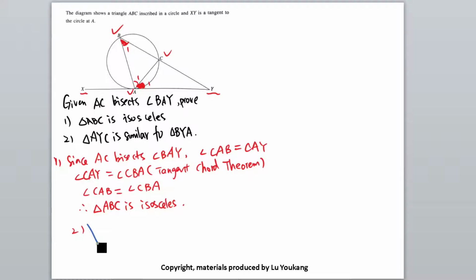So now let me redraw my triangle BAY. And by the way, when you draw the triangle, it must be representative enough. So I've labeled my triangle BAY and the angles I know. Now let me draw triangle AYC as well and label the angle inside.